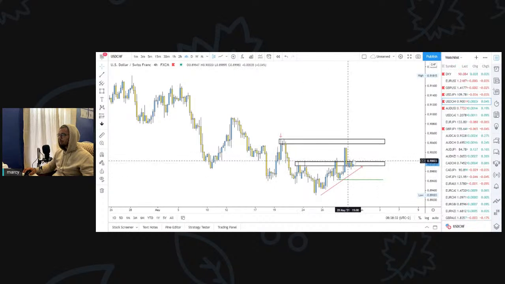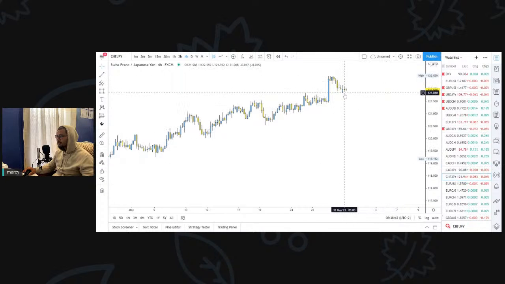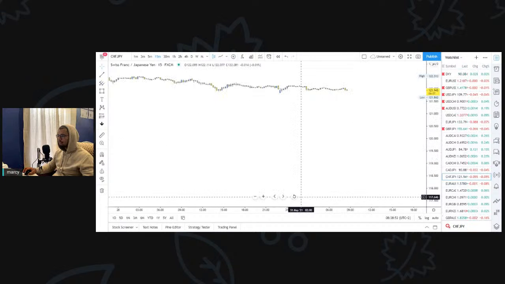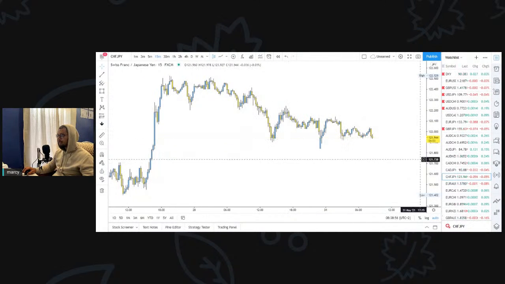This is quite a contradictory pair. Let's check what CHF is doing. So CHF is actually looking quite weak. This pullback here. Overall, we're in an uptrend, but just basing it off this pullback and these wicks. Let's check the intraday basis as to what's going on with CHF. So you can see we're making lower highs in the market.